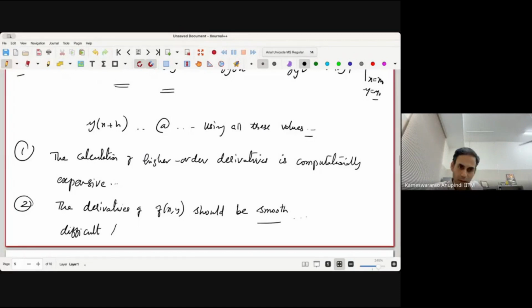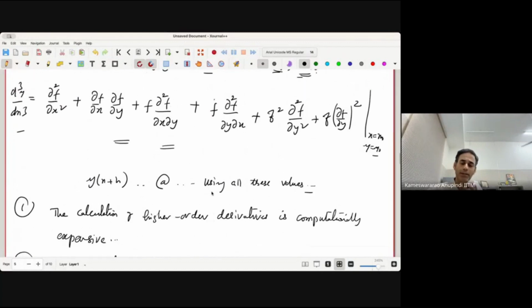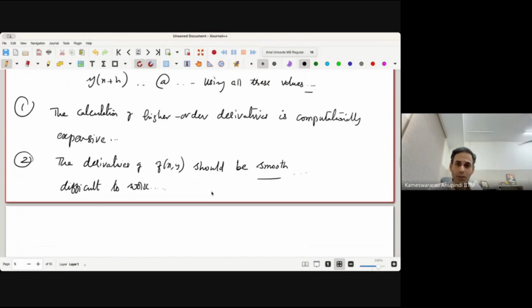Difficult to work if these conditions are not satisfied. However, if these conditions are satisfied by a particular function, then you can essentially extend it to higher order accuracy, right? You could get higher order accuracy and so on.